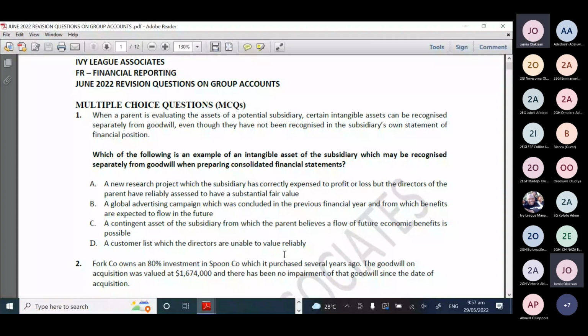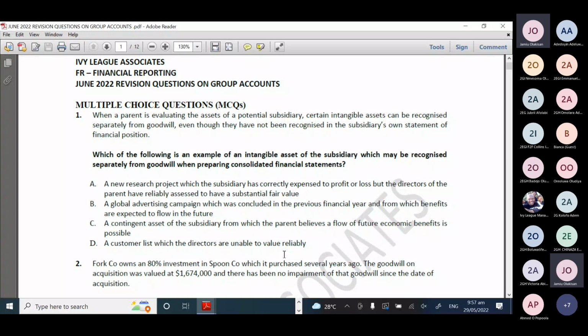Then that means we are left with a new research project, which the subsidiary has correctly expensed to P or L, but which the directors feel has a substantial fair value. That is the only correct answer. So A is the correct answer.